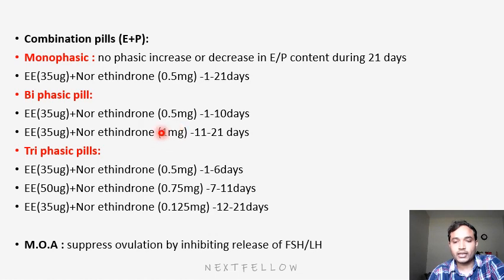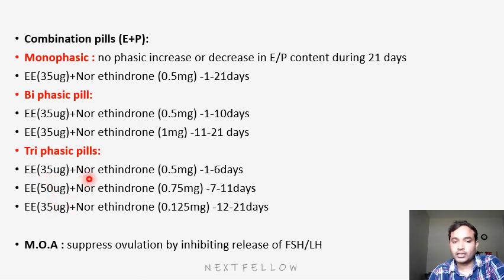Okay, that's why it is biphasic. That means one phase will give the same dose, and in the second phase we are increasing the progesterone dose. That is, it is biphasic. If you see triphasic, here we are also increasing the estrogen level. Previously we were giving 35, and we didn't change anywhere. But in triphasic, we will change the dose of estrogen also. That's why 35 to 50, then again 35.